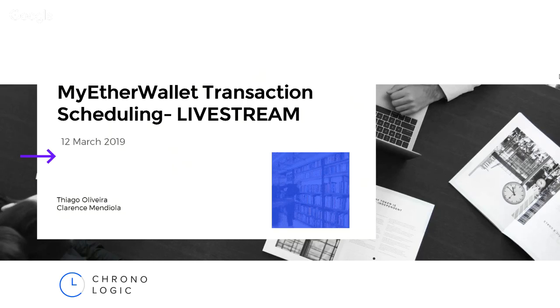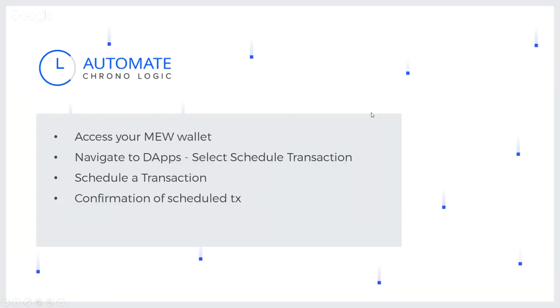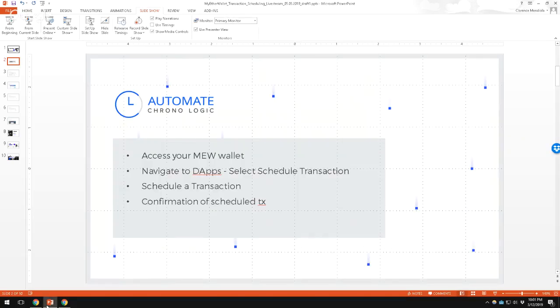Hey everyone, Clarence here. So today I'm going to teach you how to schedule a transaction in our new integration that is in MyEtherWallet. So let's go over the steps. First, you need to access your MyEtherWallet, and then you have to navigate to dApps, and then you select Schedule Transaction, and then you schedule the transaction, and then you can also confirm the scheduled transaction. So let's go into detailed instructions.